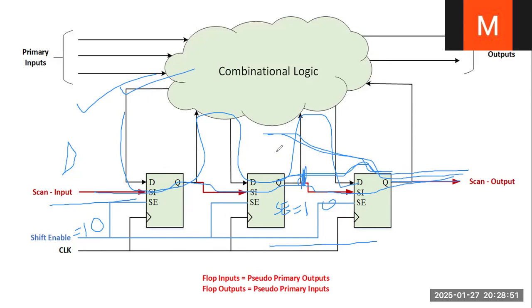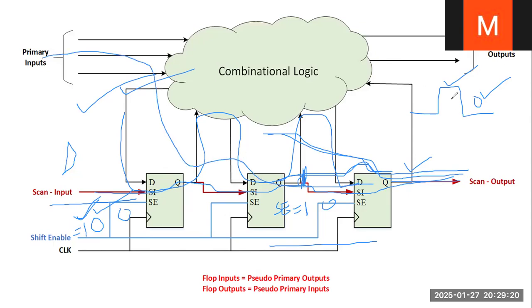It will accept the functional input, the primary inputs, and it will give the output. So when scan enable is zero, we are taking the functional input, that is the capture operation. When scan enable is one, we are shifting the data, that is the shift operation. Scan enable is one, shift operation. Scan enable is zero, we take the capture operation, where the primary inputs, the functional inputs, are passed.